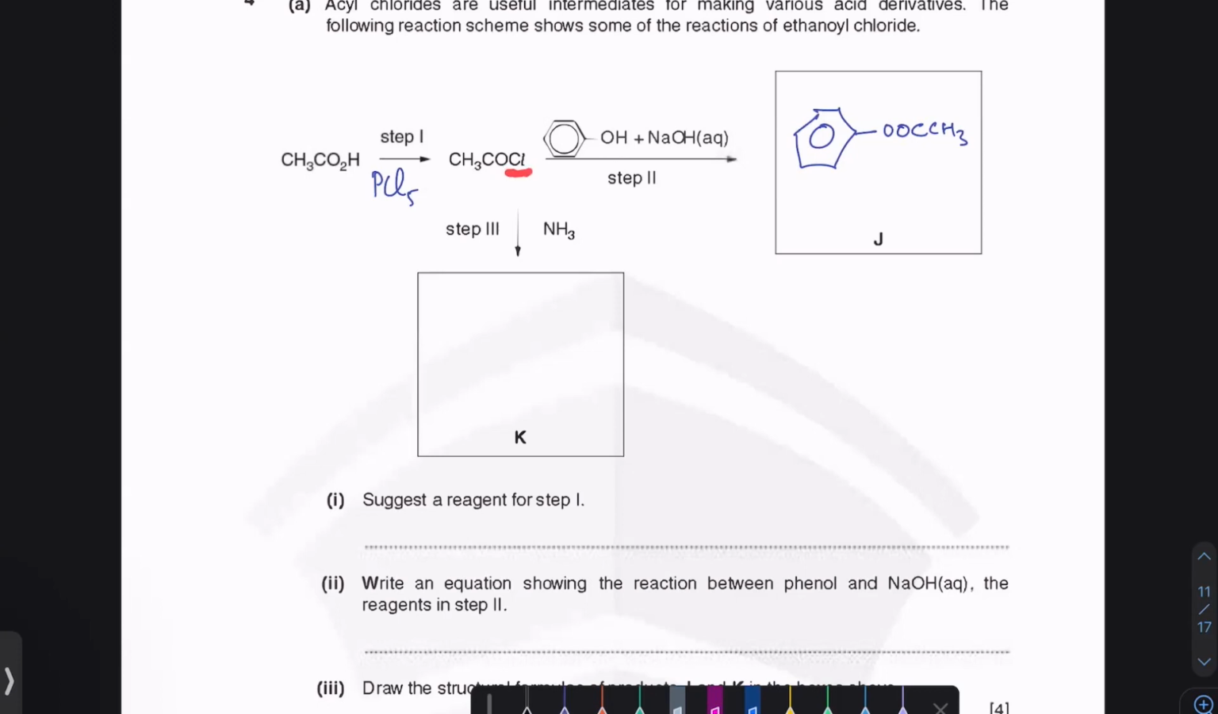Well, this H and this Cl make sodium chloride and water. What's happening here? Ammonia is added. When ammonia comes, an amide linkage will form. So I'm going to get CH3CONH2, because HCl is going to be made from this.